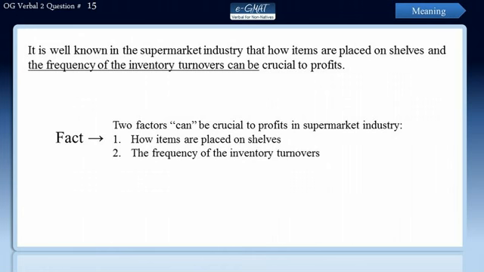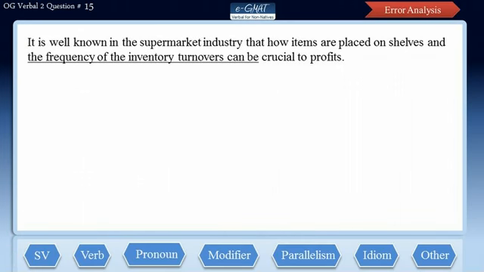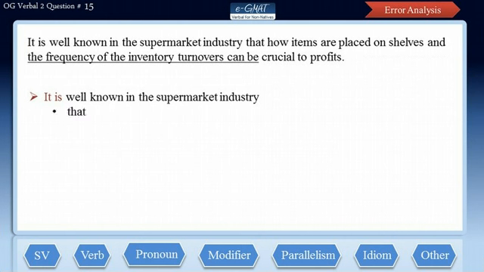Now let us evaluate the errors in this sentence by splitting it into clauses. So here comes the first one. It is well known in the supermarket industry. Here it is the subject and is is the verb. Presence of that tells us that we have another clause, but immediately after that we have how, that marks the presence of another clause, and it reads how items are placed on shelves, and here items is the subject and are placed is the verb.